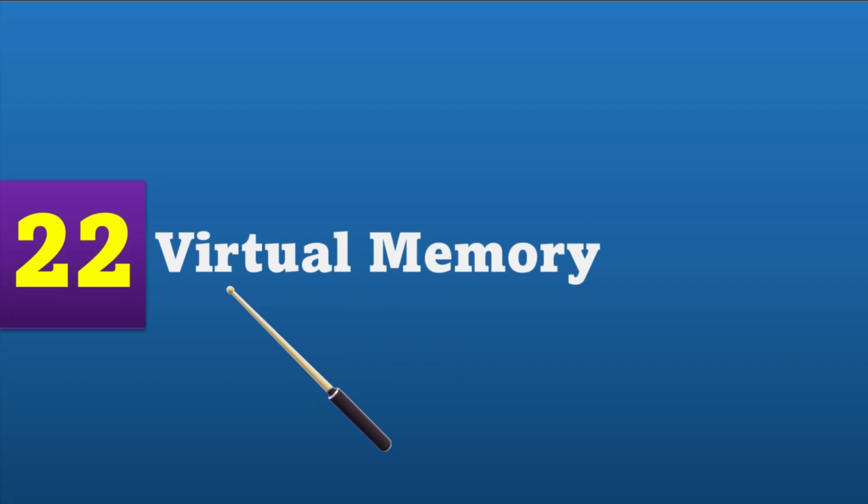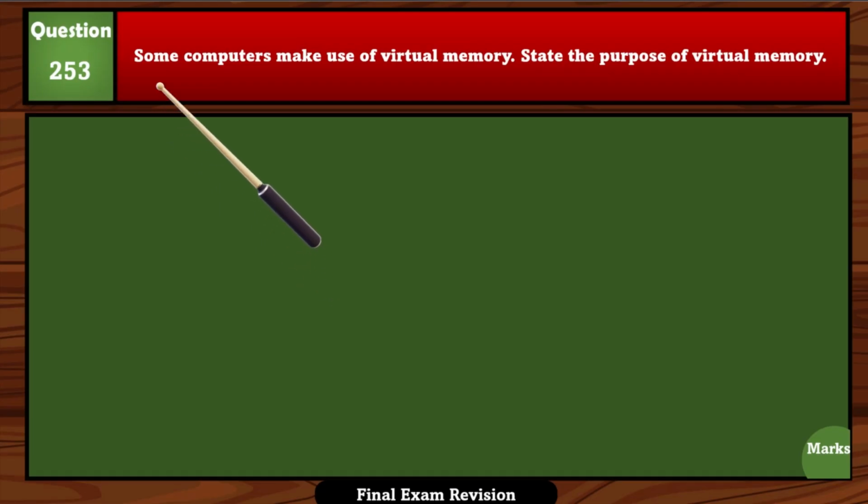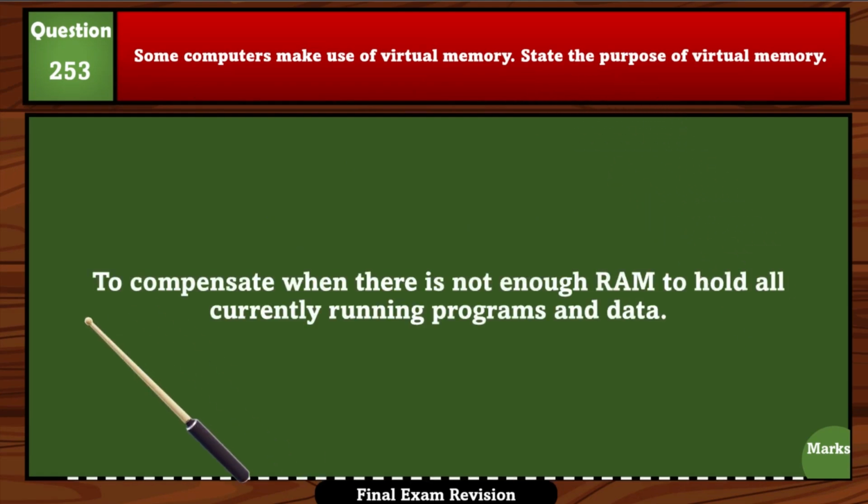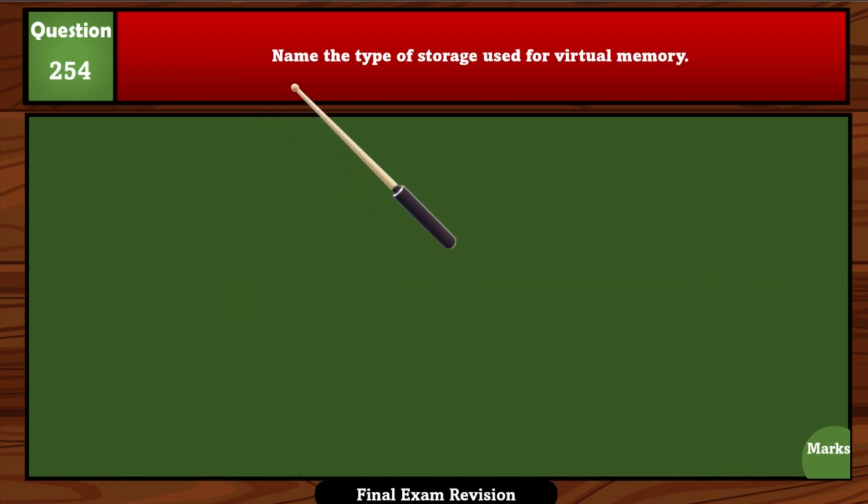Topic 22. Virtual memory. Question 253. Some computers make use of virtual memory. State the purpose of virtual memory. So the purpose of virtual memory is to compensate when there is not enough RAM to hold all currently running programs and data.